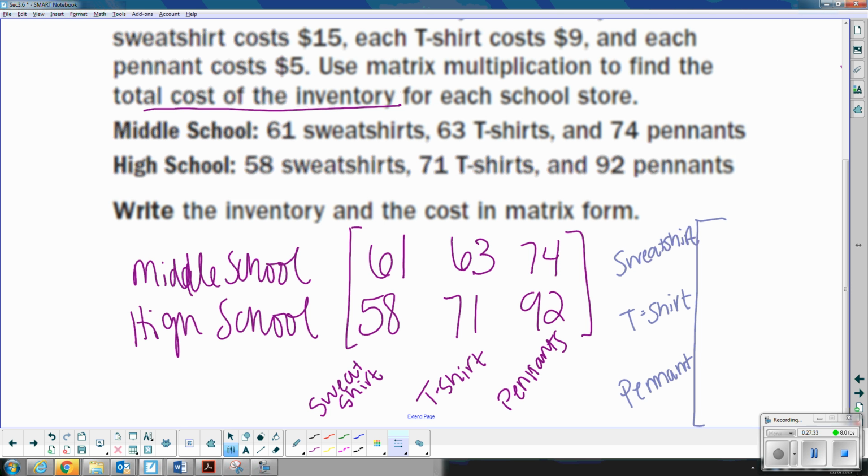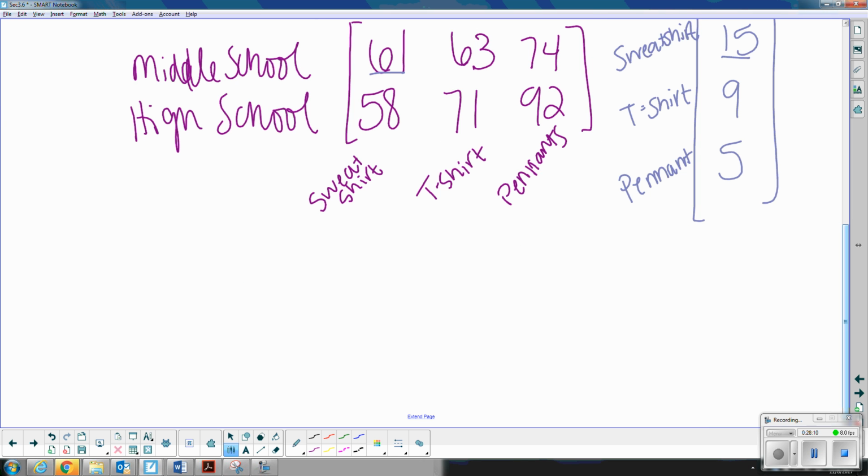A sweatshirt costs the same for both schools, so we don't need a middle school cost and a high school cost. If it wasn't the same for both schools, we would need a middle school t-shirt cost and a middle school sweatshirt cost, but it's the same for both schools. So $15 for a sweatshirt, $9 for a t-shirt, and $5 for a pennant. Now we're looking for total cost. So middle school sweatshirts times sweatshirt cost, middle school t-shirts times t-shirt cost, middle school pennants times pennant cost.